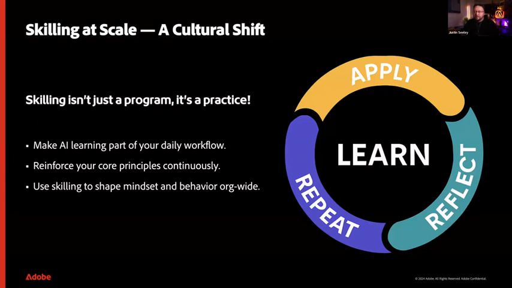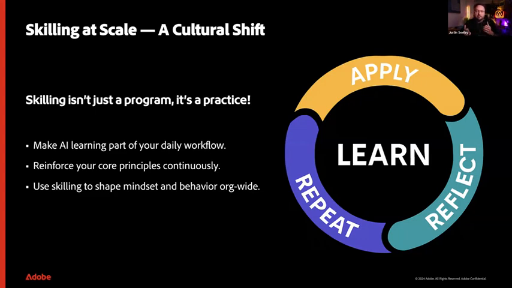Skilling at scale requires a cultural shift across the board. It's not just a program anymore. It's going to be a practice that we implement across our entire organization. And so, in order to do that, we have to make sure that AI learning is a part of our daily workflow. That means putting this in your everyday language, putting it into all of the different courses that you have, putting it into the everyday work that people do. And we need to reinforce the core principles that you develop around AI continuously.